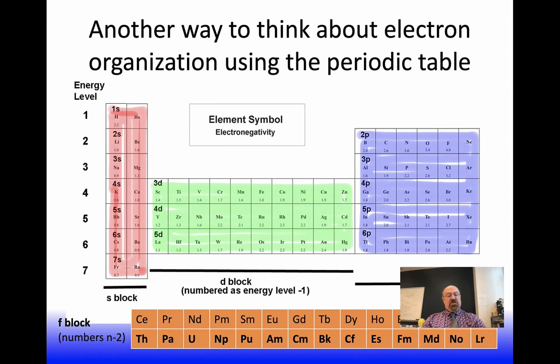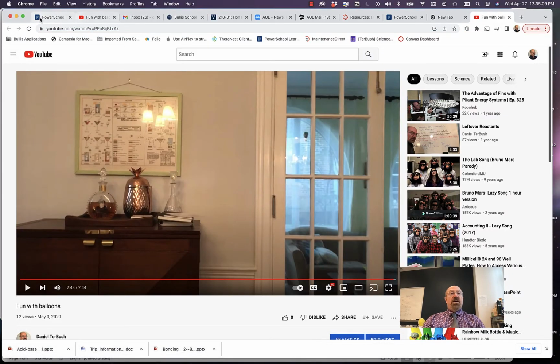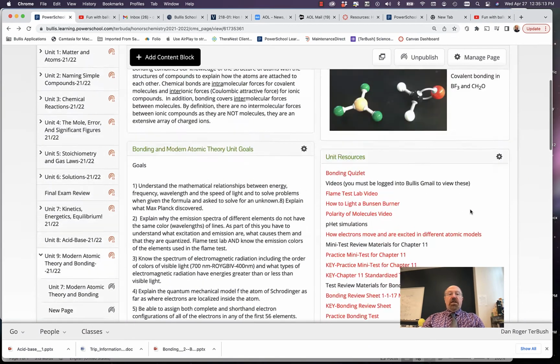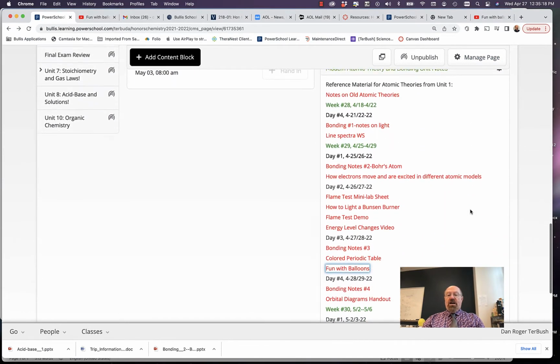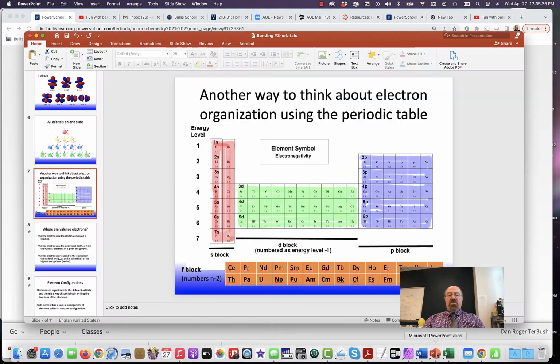Where can you find the notes? Before we finish, why don't we take a real quick look. Where can you find my notes? So if you're wondering where these notes are, they're in Modern Atomic Theory and Bonding. Scroll down, we're in the 3rd week, and bonding notes, colored periodic table, and fun with balloons on day 3 is where we're at. The fun with balloons is the video that I showed you already, all right? If you don't have the colored periodic table, if you didn't get it in class, you can print it here, and the notes that we're going over on this video are right here.